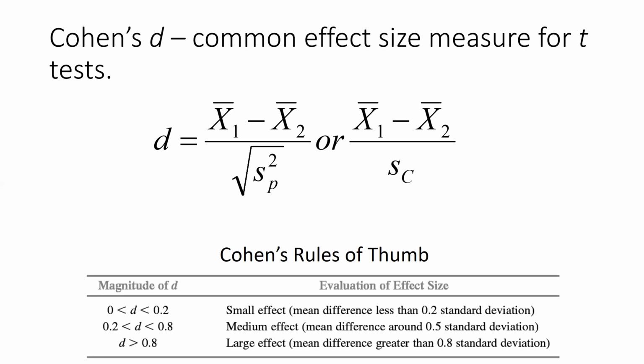the magnitude of a difference between two independent sample means is interpreted by the magnitude of the value of D, with a small effect being considered below 0.2, a moderate effect between 0.2 and 0.8, and a large effect above 0.8.